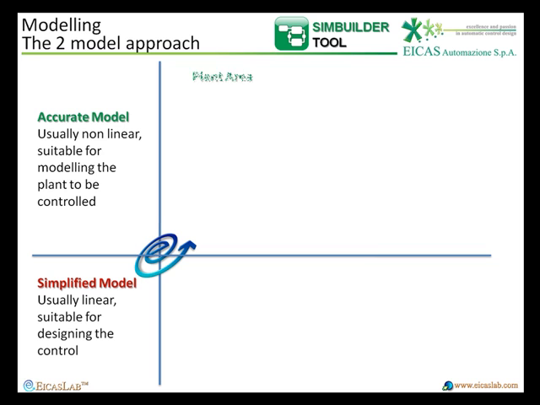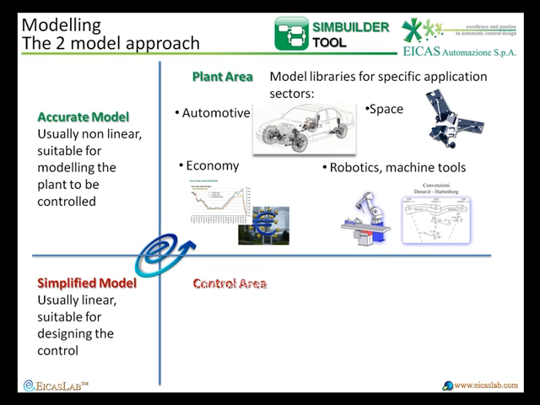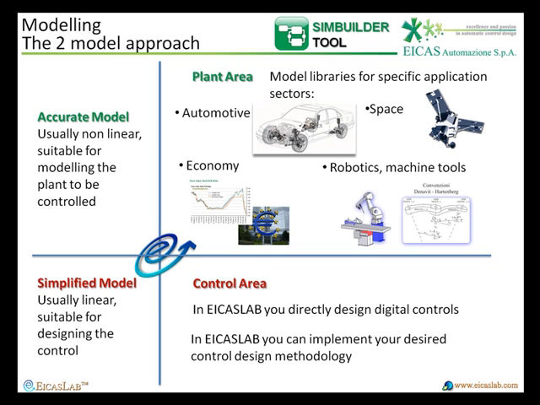More in detail, in the plant area of the Sim Builder tool, you can implement the accurate model of the plant to be controlled. For implementing the accurate model, Sim Builder provides libraries for specific application sectors, such as automotive, space, economy, robotics, and machine tools. In the control area of the Sim Builder tool, you can implement the simplified model. Let us remark that EICASLab is specifically conceived for directly designing digital controls, and that in EICASLab you can easily apply your own control design methodology as you prefer.